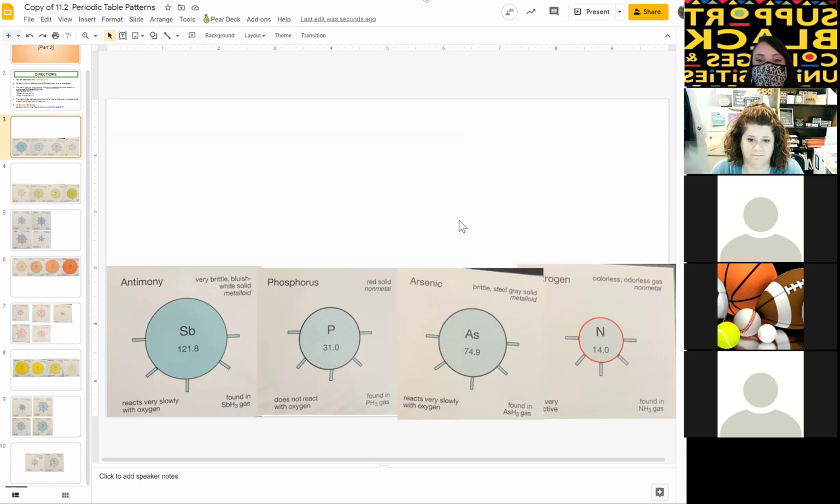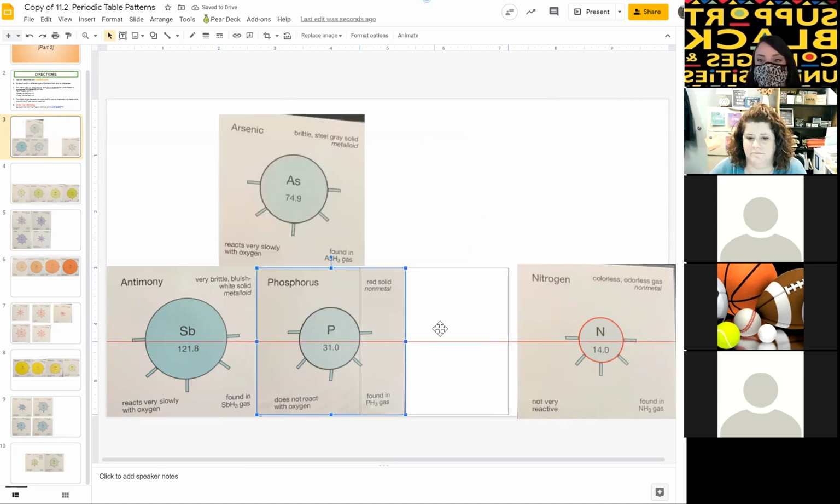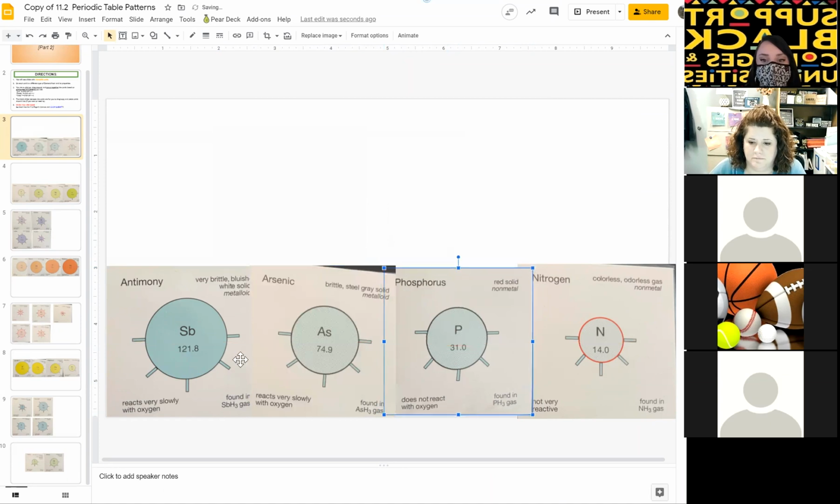Arsenic and the other one should be switched again. Arsenic and phosphorus should be switched. Okay, so if we look at the atomic weight, do we now see that the atomic weights line up in a sequence from big to small? Okay.